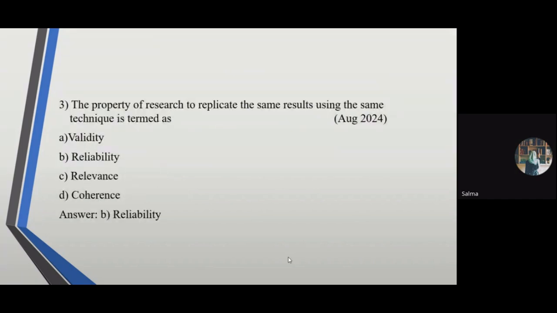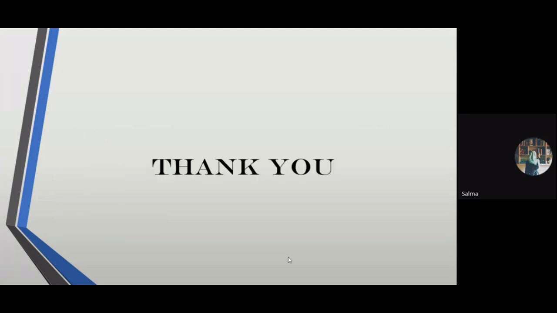Then the property of research to replicate the same results using the same technique. For example, I told you those two researchers are doing the same research with the same novels with the same title, the same thing. We call it reliability in research. Okay, that is what research and those things.